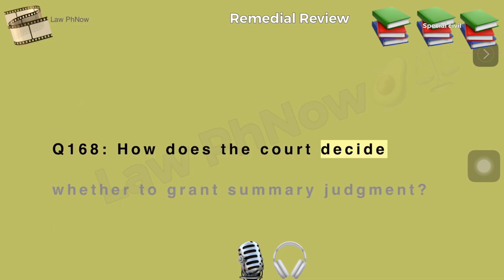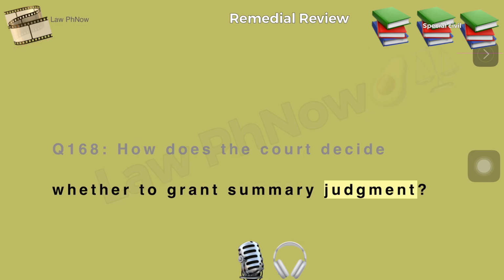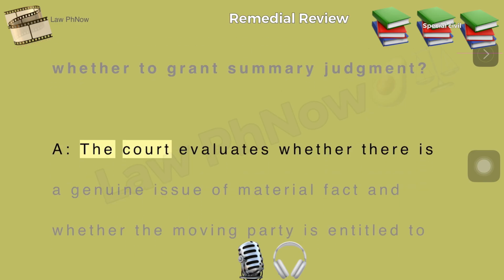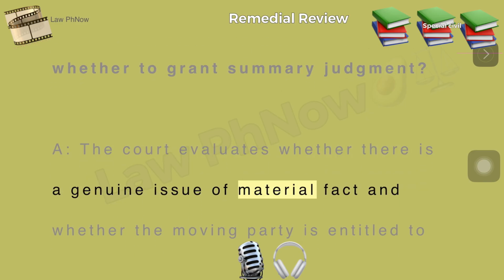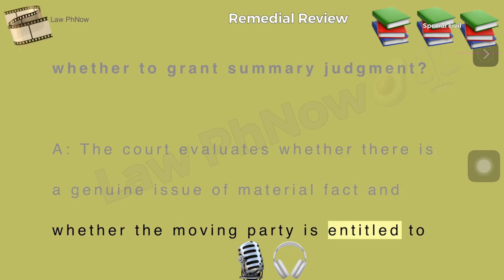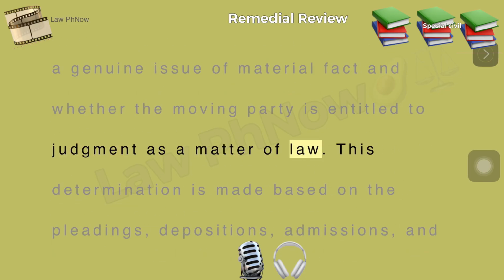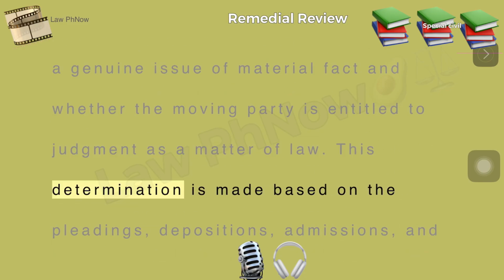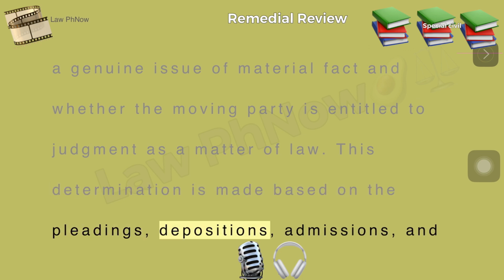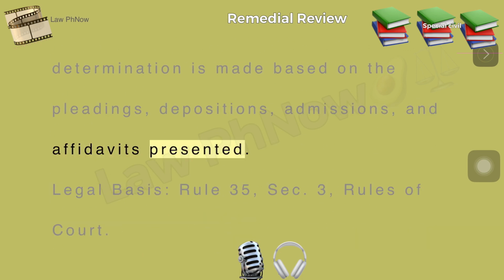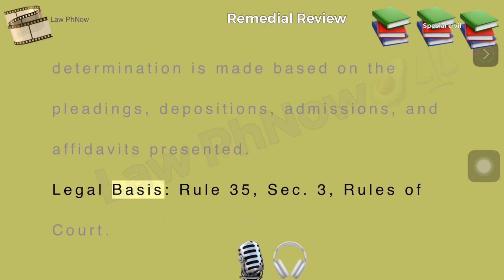Q168. How does the court decide whether to grant summary judgment? A. The court evaluates whether there is a genuine issue of material fact and whether the moving party is entitled to judgment as a matter of law. This determination is made based on the pleadings, depositions, admissions, and affidavits presented. Legal basis, Rule 35, Section 3, Rules of Court.